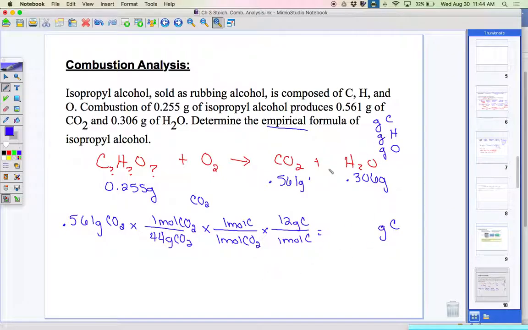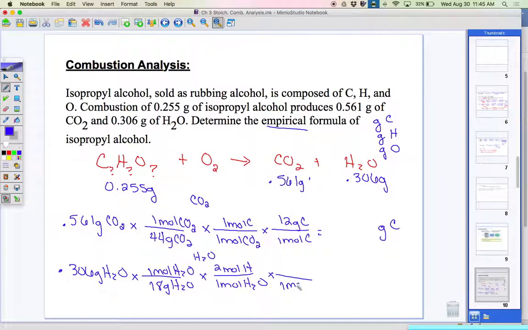Grams of hydrogen is going to come from the water because the only place on the product side where the hydrogen is, is in the water, right? So 0.306 grams of water. 18 is the molar mass, so we're going to change it to moles. And then we're doing the same thing. In water, how many moles of H's for every 1 mole of H2O? 2. So for every 1 mole of H2O, we have 2 moles of H's. And then the H weighs 1 gram. That will give you your grams of hydrogen.